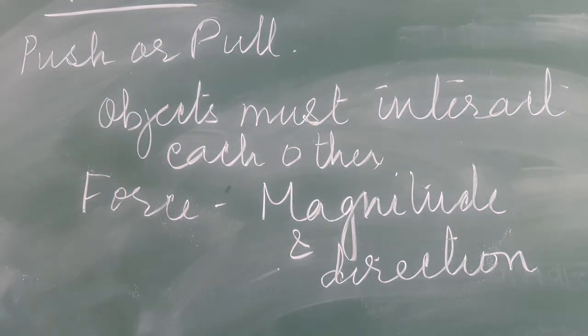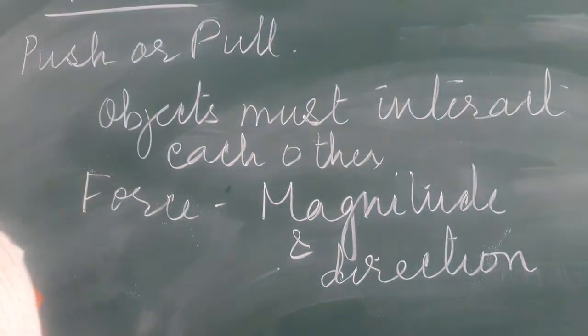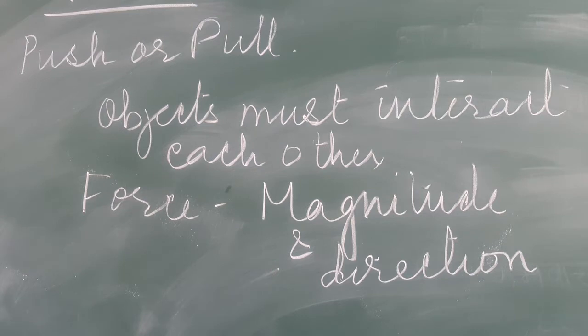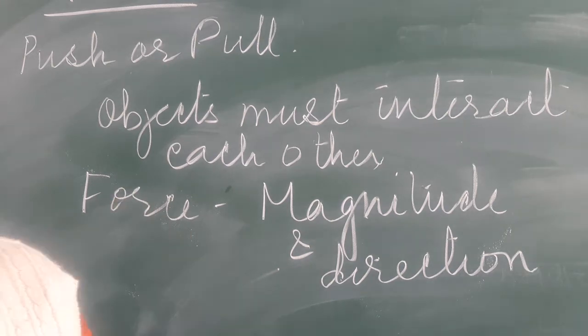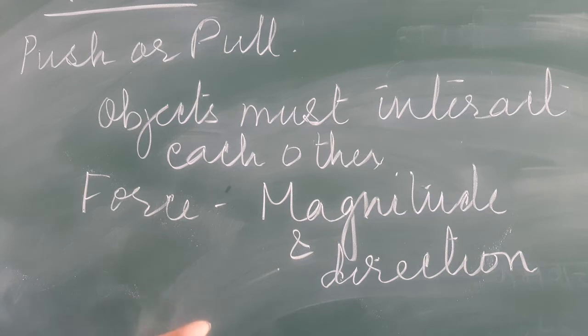Now children, force can make a stationary object move or it can stop a moving object. Both things can be done by force. It can change the speed of the moving object and it can change the direction of motion of a moving object. And force can also change the shape or the size of the object.